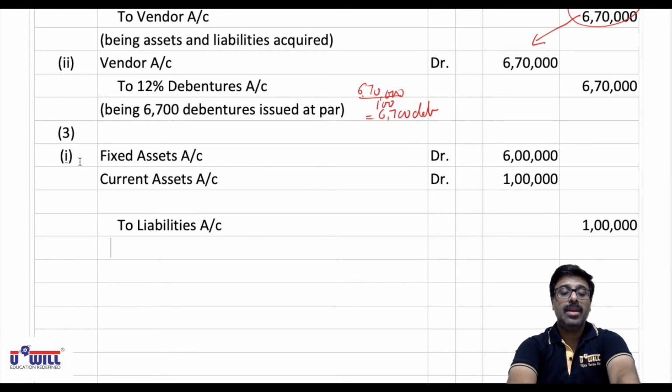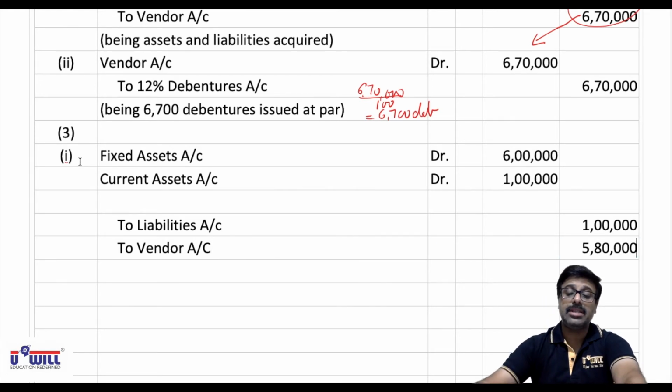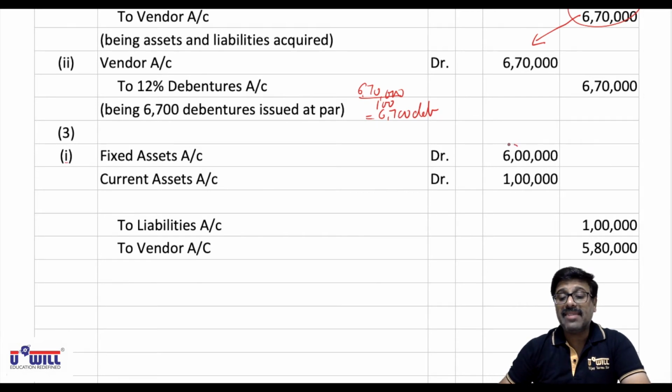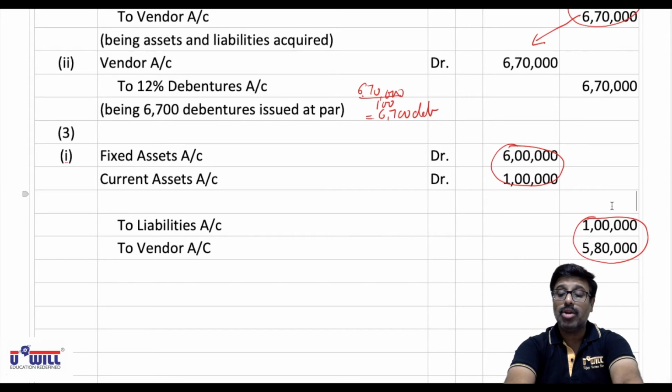And vendor amount is payable, credit the payables. Now here what amount is payable to the vendor? What is the purchase consideration? 5,80,000. I told you, vendor with purchase consideration. Now see here, debit is 7 lakhs, but credit is only 6,80,000. So here the balancing amount remains in debit column or credit column? Credit column. 7 lakhs minus 6,80,000, 20,000 remains in credit column.